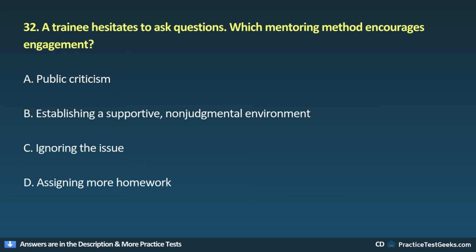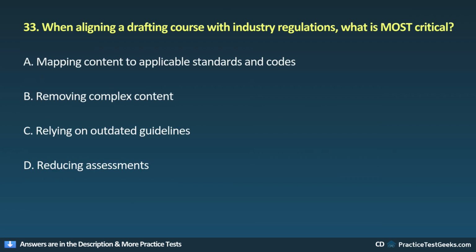32. A trainee hesitates to ask questions. Which mentoring method encourages engagement? A. Public criticism. B. Establishing a supportive, non-judgmental environment. C. Ignoring the issue. D. Assigning more homework.